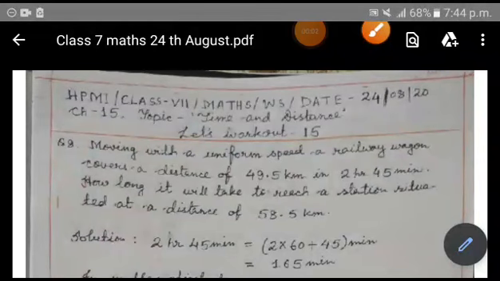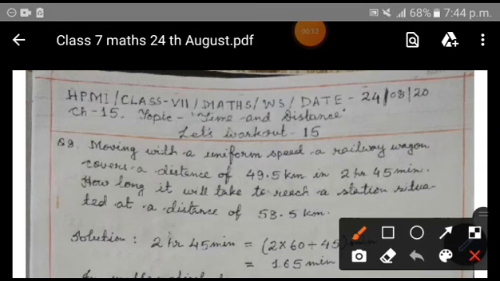Students of class 7, today we are going to continue with the chapter Time and Distance. We are going to do Let's Work Out 15. Come to question number 8. So let us read the question first.